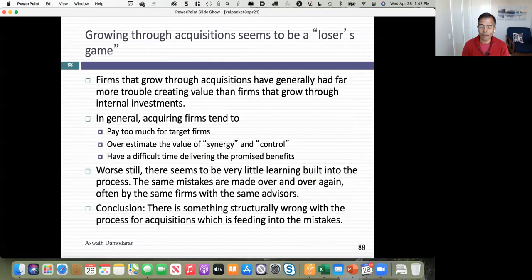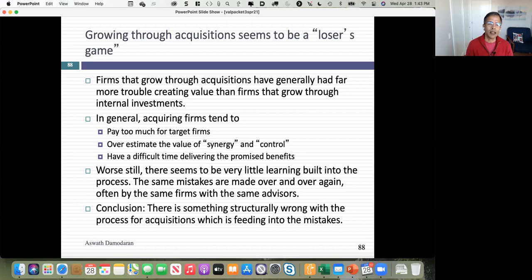So here's the bottom line. Firms that grow through acquisitions are more likely to destroy value than to add value. And it's been known for a long time that they pay too much, that synergy doesn't show up. So I can show you 40 years of research. But here's the most troubling thing. While this research has come about, nothing seems to change. Companies continue to do acquisitions, acting as if the data is not even there. There's no learning built into the process. It's not like we're getting better at M&A over time because we have the data.